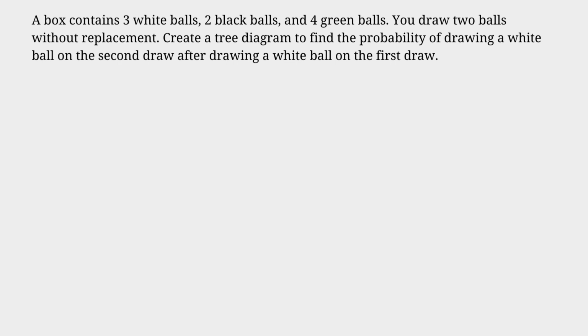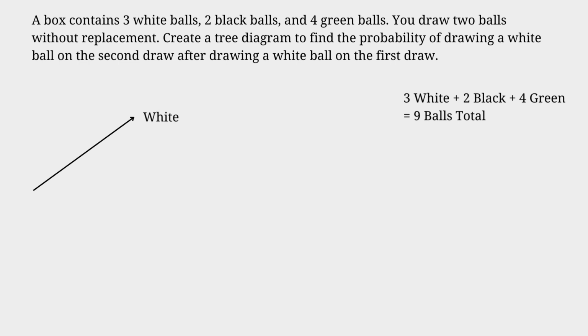I'll start off by writing down what is given. The box has 3 white balls, 2 black balls, and 4 green balls, which is 9 balls in total to start with. So there are 3 different possibilities that can take place when drawing a ball out of the box, namely drawing a white, black, or green ball. The probability of drawing a white ball is 3 over 9, because there are 3 white balls and a total of 9 balls at the start. 3 over 9 simplifies to 1 over 3. For black, it is 2 over 9, and for green, it is 4 over 9.